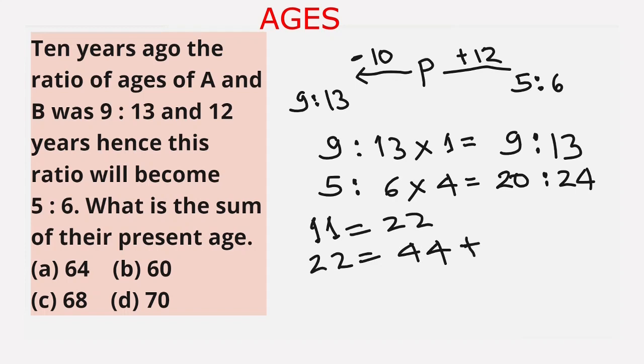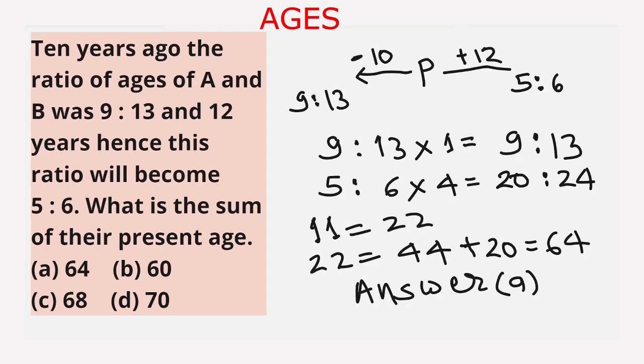And we have to come to present age. So we have to add 10 for A and 10 for B. So I add 20 to 44 and we get 64. Thus the sum of the ages of A and B is 64. And from the given options, our answer is option A, 64 years. We go to the next question.